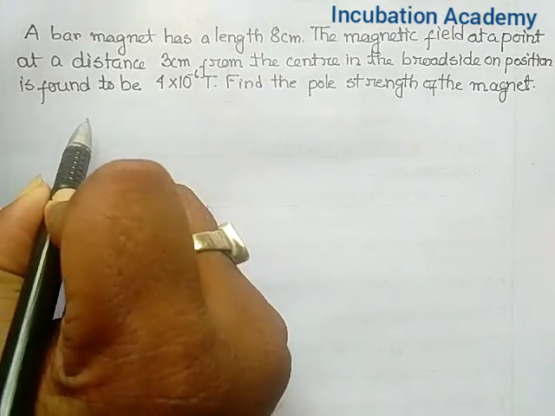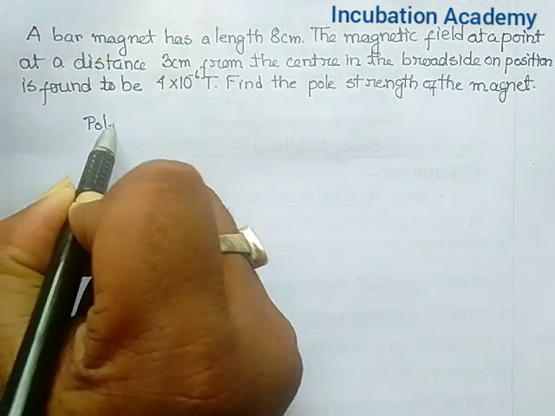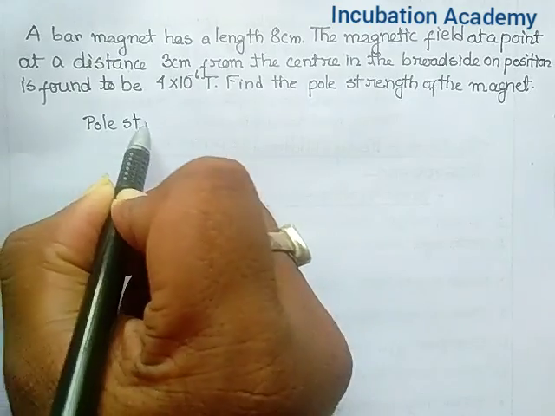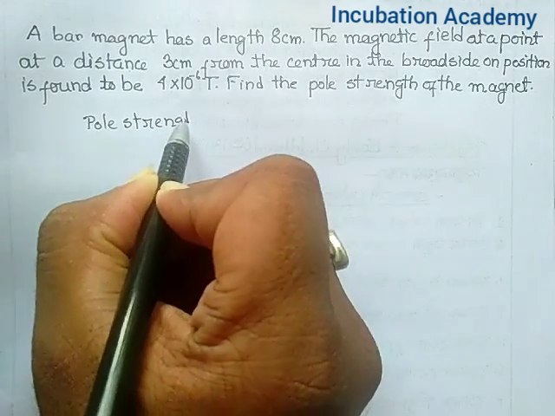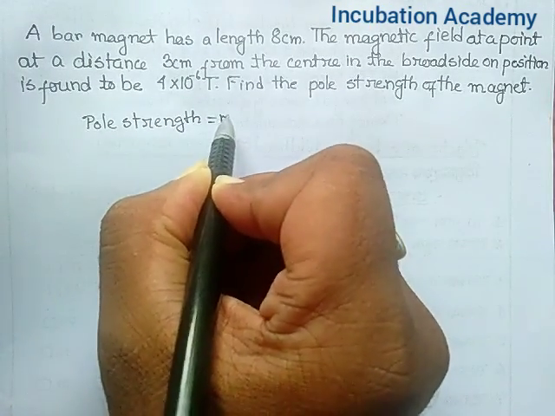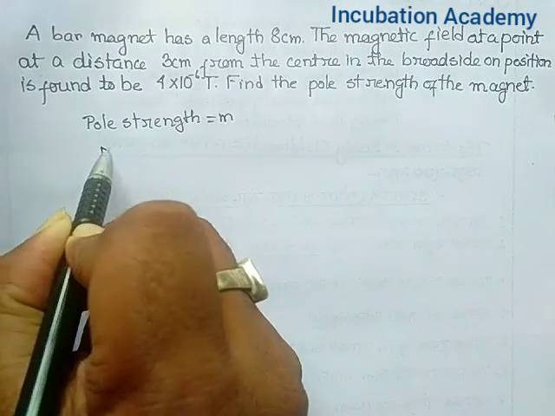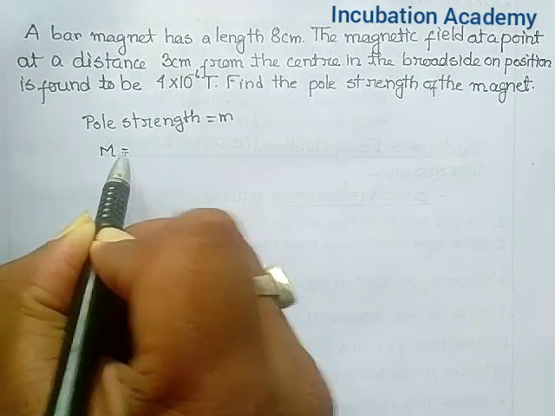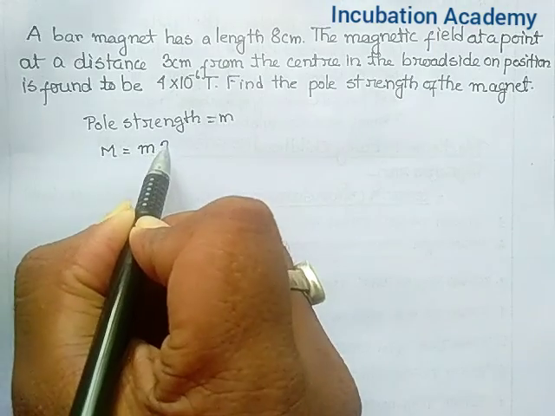Find the pole strength of the bar magnet. So, if the pole strength of the bar magnet I consider as m, then the magnetic moment of the bar magnet can be found as small m times 2l.